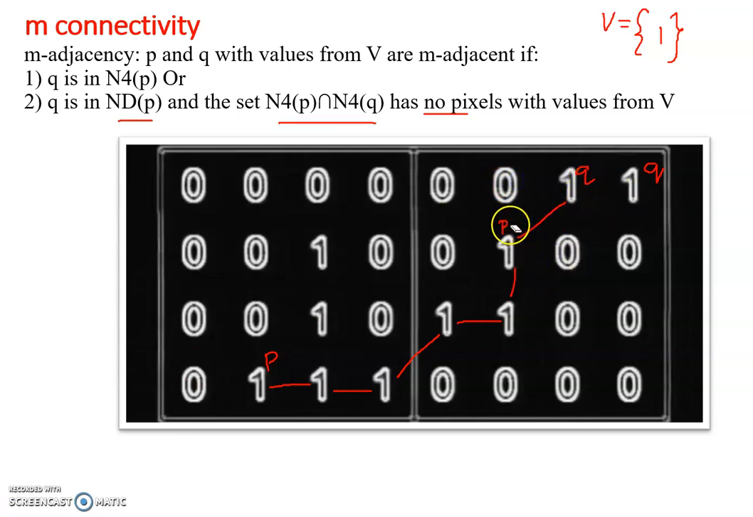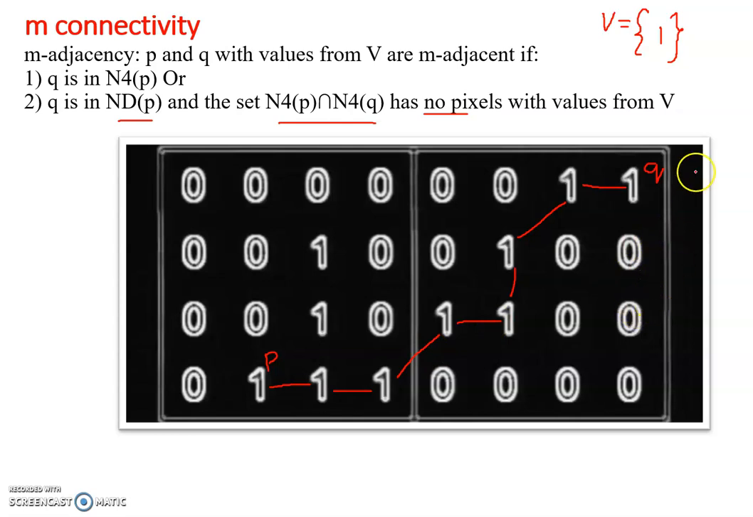Now I have reached this point. Now I start from there. I have this Q in the N4 of P. So I can do the connection. So this is the M path between P and Q.